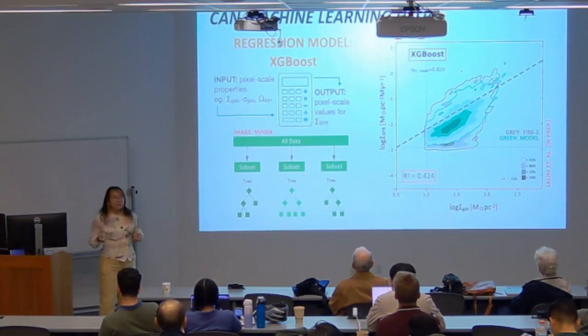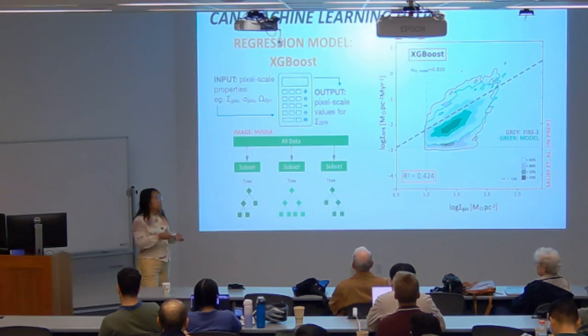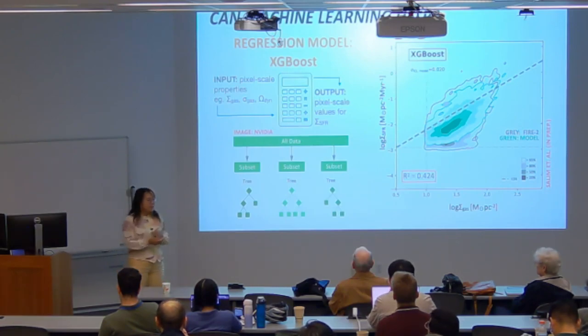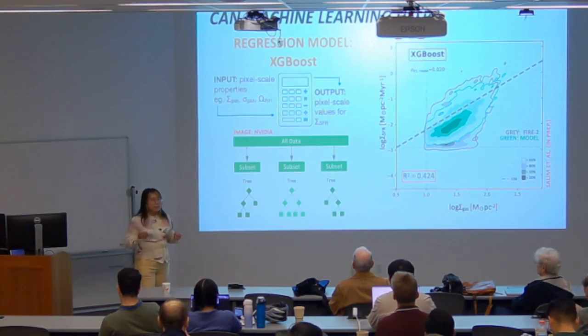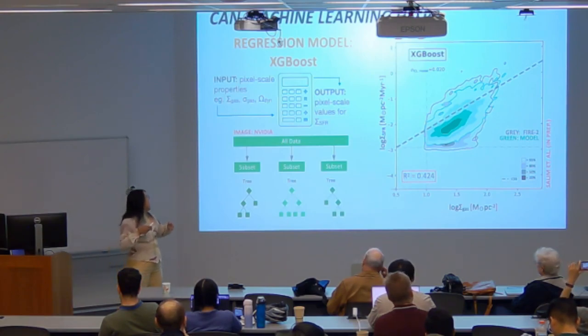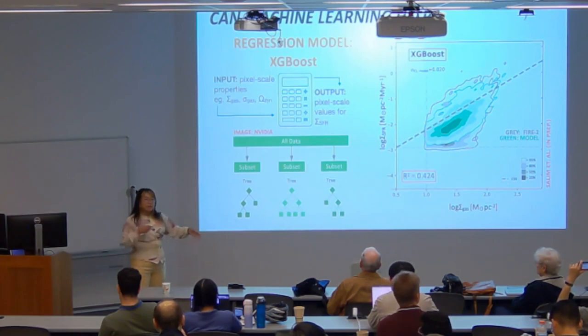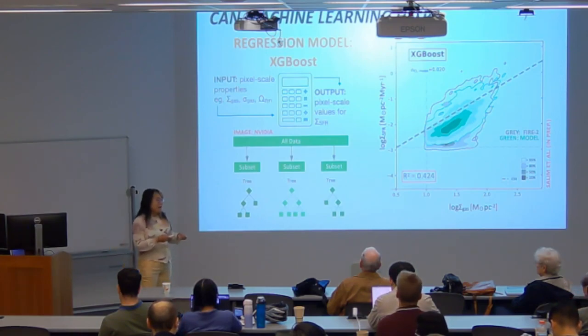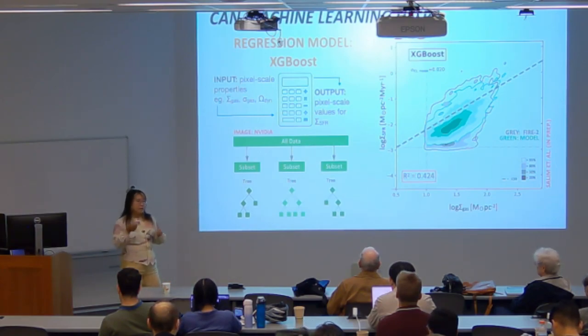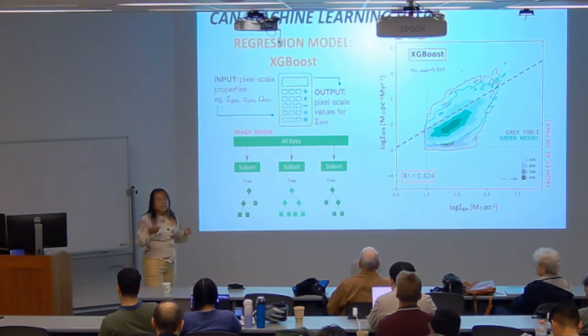There have been a lot of advancements in the last couple of years with things such as regression models, one of which is called XGBoost, which you might have heard of. It stands for extreme gradient boosting, as it is a distributed gradient boosted decision tree. It takes in pixel scale properties such as column density of gas, velocity dispersion of gas, and dynamical time in our case, and outputs corresponding pixel scale values for a target variable. In our case, the column density of star formation rate.